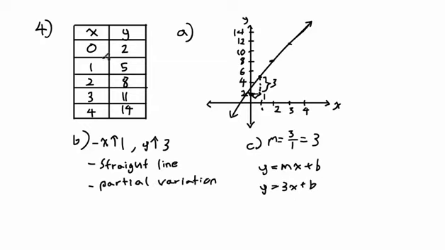And then what happens when we plug in a point here? Let's pick 0, 2. What happens when we plug this in? We get 2 for the y value. That equals 3 times 0 plus b, and b equals 2. So that means that b equals 2, which makes our equation y equals 3x plus 2.